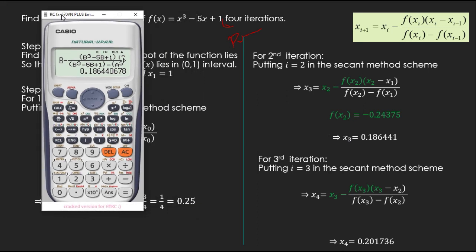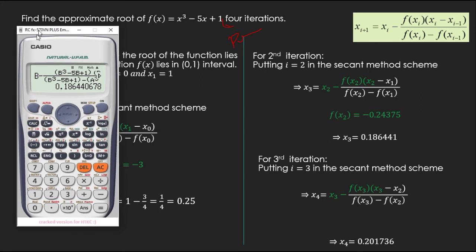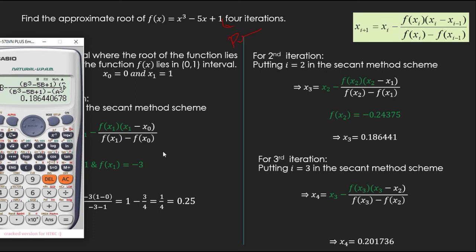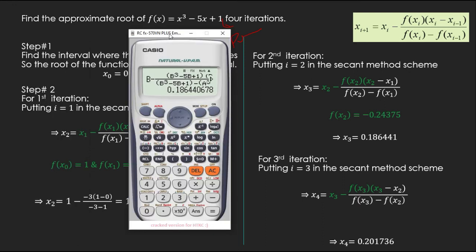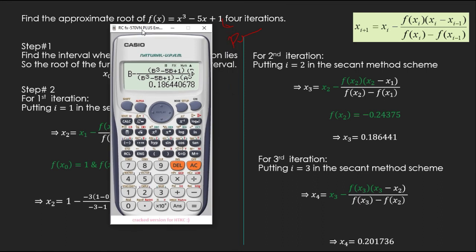So your next interval is x2 and x3. In the first iteration, the interval is x0 and x1. In the second iteration, the interval is x1 and x2, in the third iteration the interval will be x2 and x3, and in the fourth iteration the interval will be x3 and x4. I will write you the general form of the interval for each iteration.